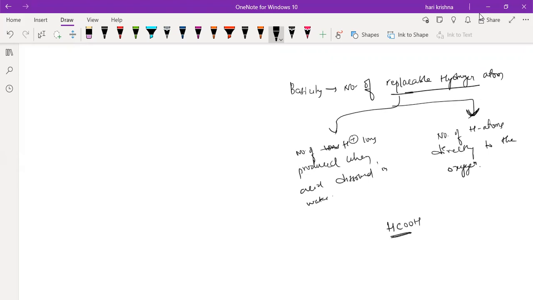Suppose you take HCOOH. In this case, how many replaceable hydrogen atoms are there? Two, sir. Who and all will say the answer is 2? Raise your hands. I say it's 1. For one answer, keep the thumbs up. The thumbs up symbol is for the answer one, and raising hands is for answer two. Do it fast.